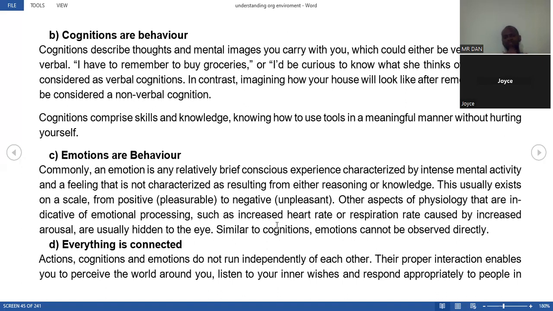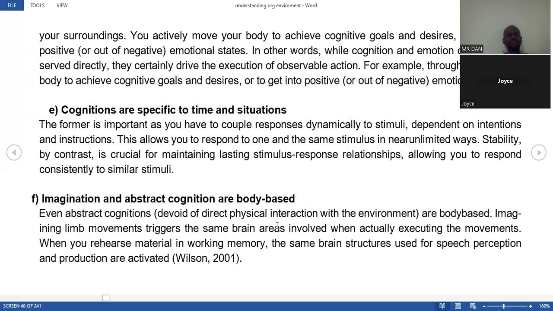Then the other thing is that everything is connected. Action, cognitive, and emotions do not run independently of each other. So those ones you can just read and understand. Cognitive are specific to time and situations, and imagination and abstract cognitive are body-based. Those are things you can just read and understand, but not necessarily that these are going to be examined. So it's just for learning purposes.